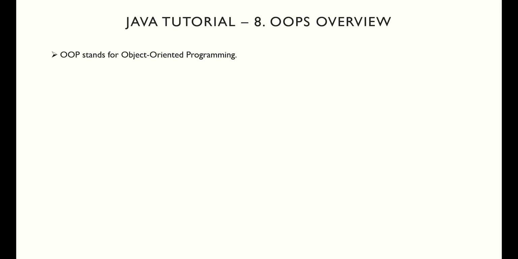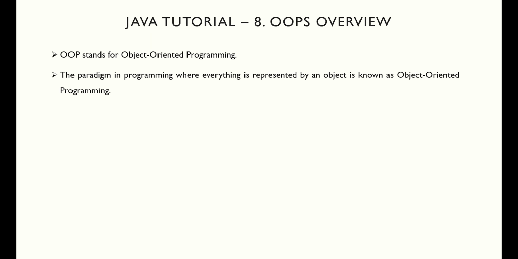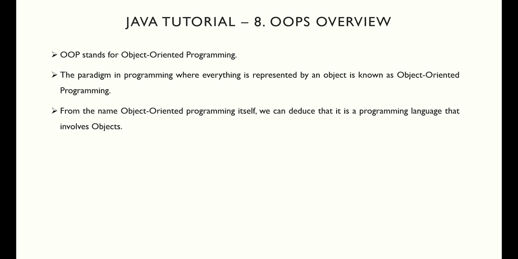OOP stands for Object Oriented Programming. The paradigm in programming where everything is represented by an object is known as Object Oriented Programming. In case this actual definition does not give you the whole picture, let's break it down in simple terms. From the name object oriented programming itself, we can deduce that it is a programming language that involves objects. Here, objects are the primary source around which everything is defined in the code.